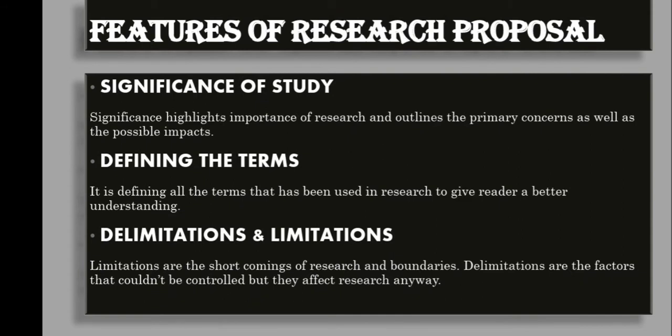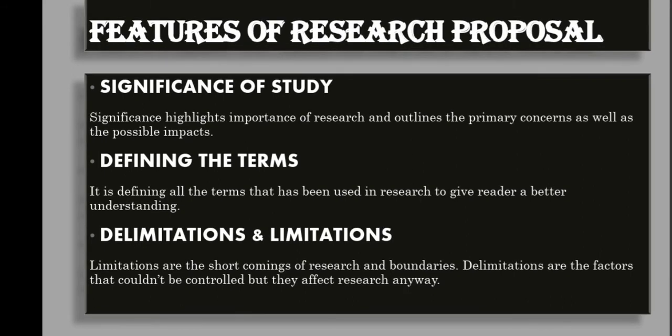Then is the significance of the study. As the name indicates, it highlights the importance of the research and outlines the primary concerns as well as the possible impacts. You have to give a statement about the importance of your research, what good it would bring, and why it was important to do this research. Then is defining the terms. A lot of terms are used in research that are not comprehensible to the reader, like FIR, MLO, capital punishment. If a general reader is reading the research, he might not understand what is being said. So it's better to define such terms for the ease of the reader.